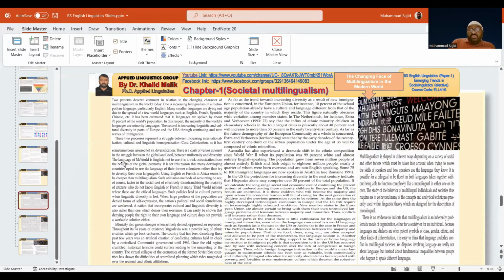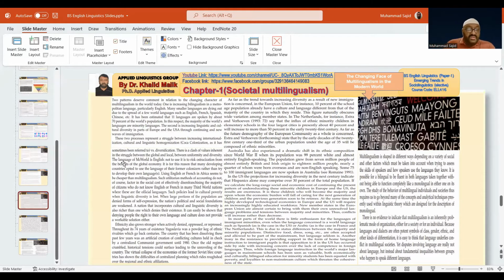Why I'm reading slowly, my dear students, is because many students have complained: teacher, you are reading so fast, we cannot understand. We are only BS English linguistics students, so we cannot understand. So that's why I'm slowly reading now. Maybe some students don't have good reading comprehension, listening comprehension, so that's why it's a problem. Okay, no problem. I will read slowly.